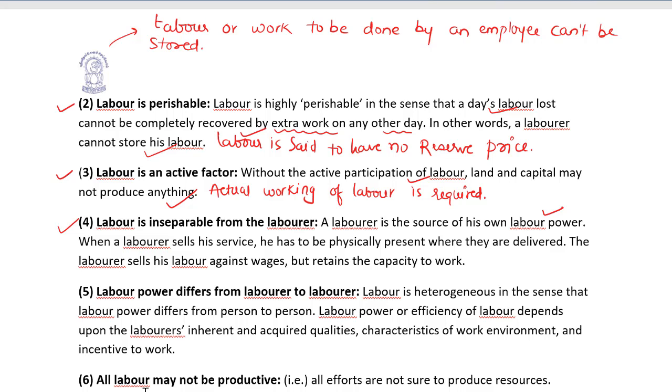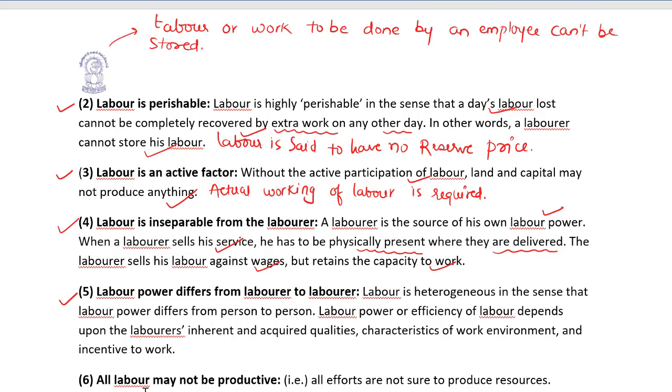So when the laborer sells his or her service, he has to be physically present where they are delivering the services. I'm not talking about the online world. The laborer sells the labor against the wages, but the capacity to work remains with the laborer. Wherever the laborer goes, their capacity to work moves along with the laborer. I believe you understood.